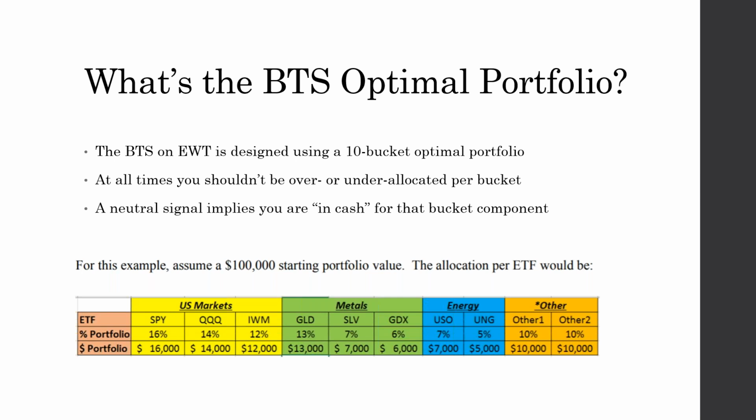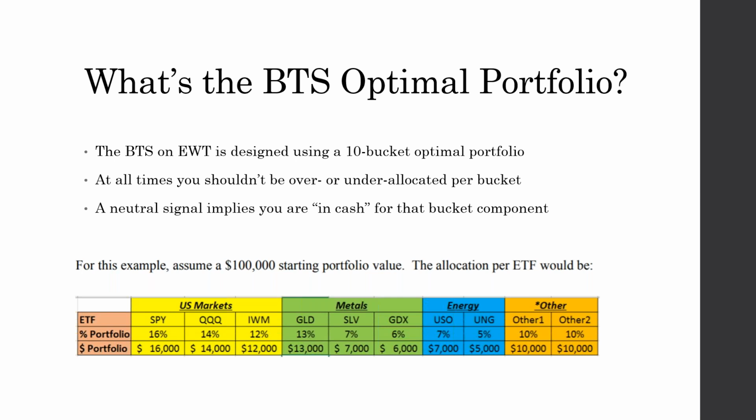At all times, basically, you should try to maintain the bucket allocation amount. A neutral signal means that you're going to remain in cash for that particular bucket. Here, I just pulled from the slide. In fact, I screenshotted this from the guide. You can see here that if you have a $100,000 portfolio, and let's say the SPY signal comes in and says, long SPY, go long SPY. It's a real-time signal provided throughout the day.